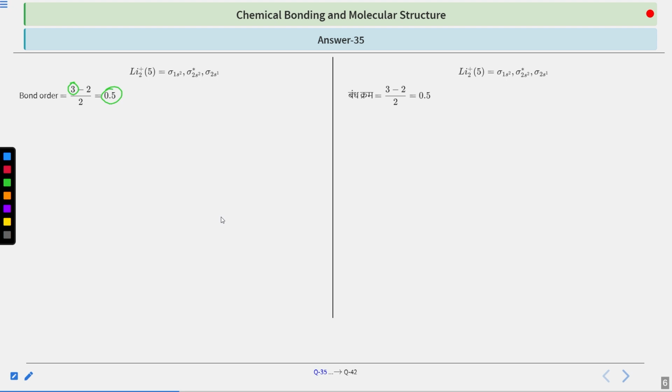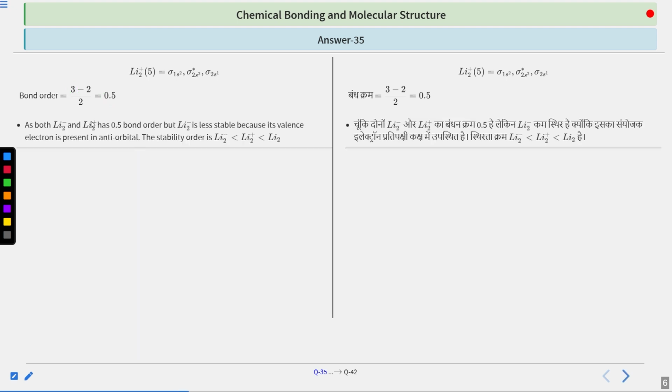We can write here that Li2 plus and Li2 minus both have the same bond order, but Li2 minus is less stable because its valence electron is present in anti-bonding. You can see it clearly from the previous one: the last electron was going to the anti-bonding. Therefore, the stability order becomes Li2 minus, Li2 plus, and Li2. Now moving on to the next question.